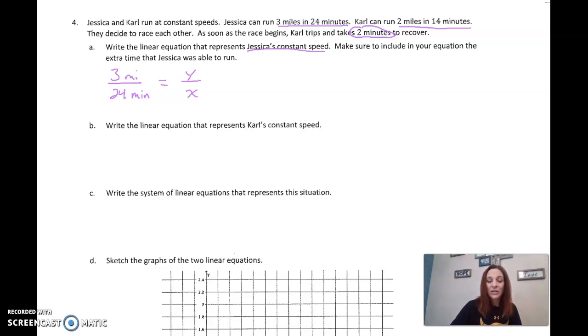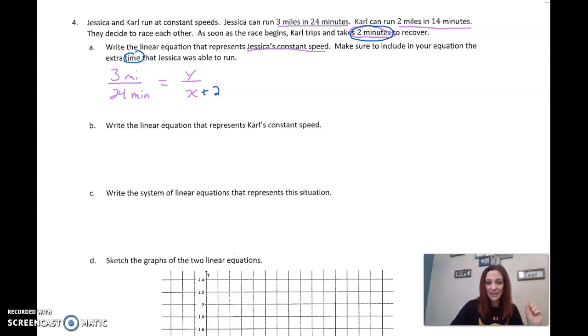And we're going to do our cross products here to solve. But before we do that, we want to include in the equation the extra time that Jessica was able to run. She was able to run for 2 extra minutes. Remember, this is distance, this is miles, this is minutes. So when we're setting these equal to each other, we're not setting this 24 minutes equal to x. We're setting it equal to x plus 2. And the reason I'm putting it at the bottom is because it's the time, right? She was able to run an extra 2 minutes while Carl laid on the ground.